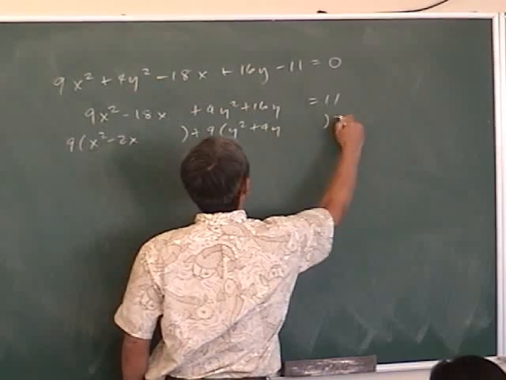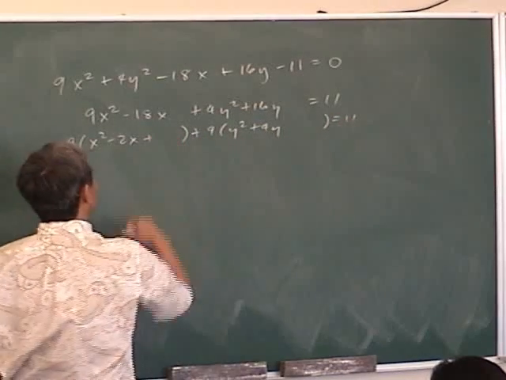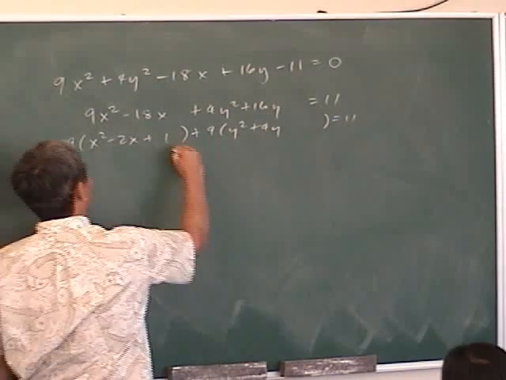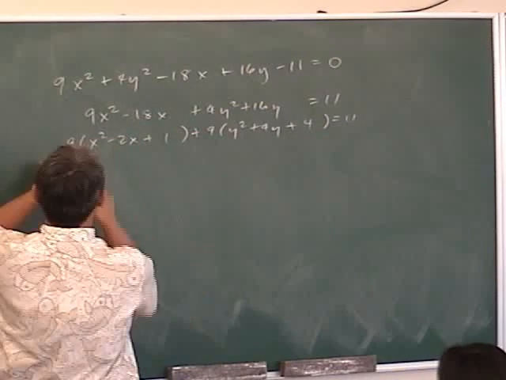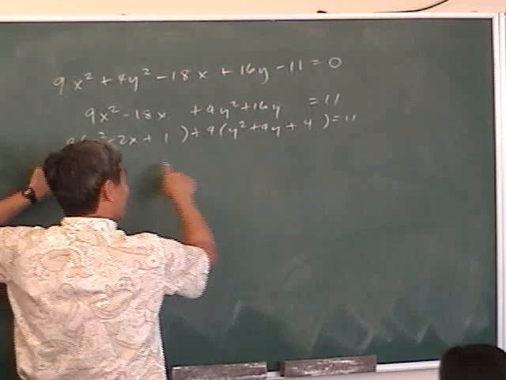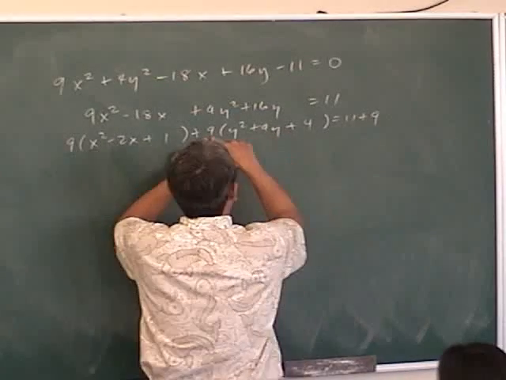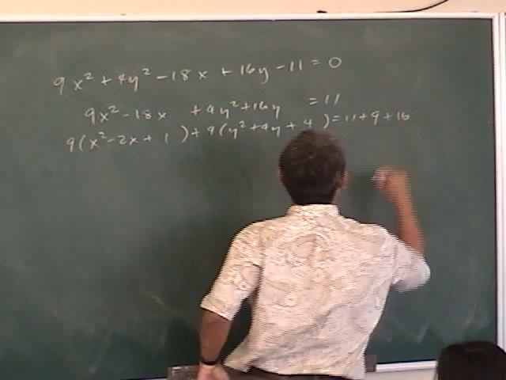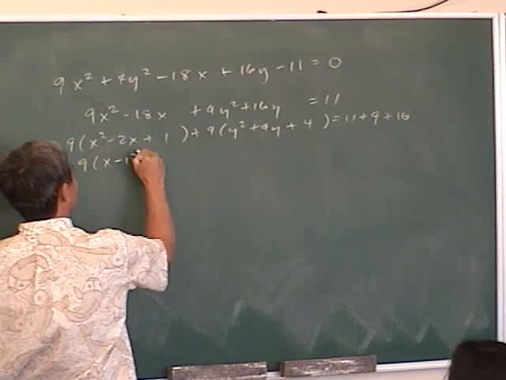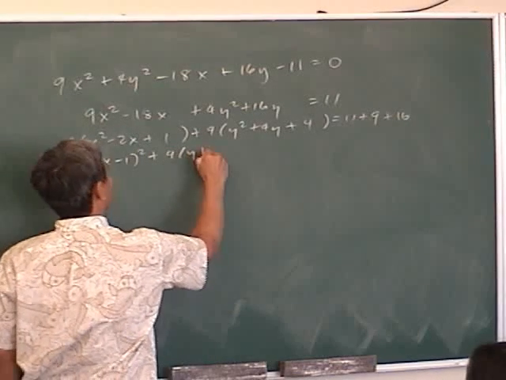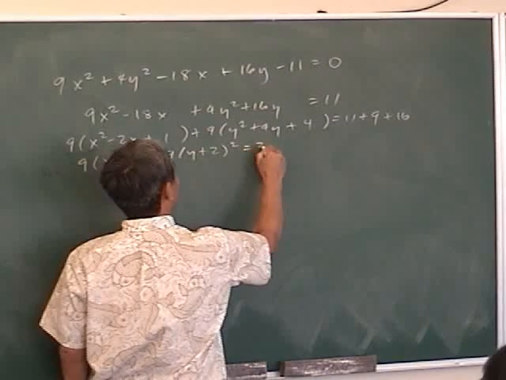Okay, equal 11. What do I have to add there to make a perfect square? 1. What do I have to add there? 4. But what did I actually add? I added 9 times 1 because you're going to distribute. So you're going to add 9. And then 4 times 4 is 16. So you have 9 times (x minus 1) squared plus 4 times (y plus 2) squared is equal to 36.